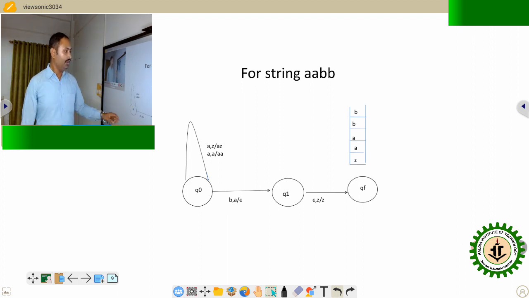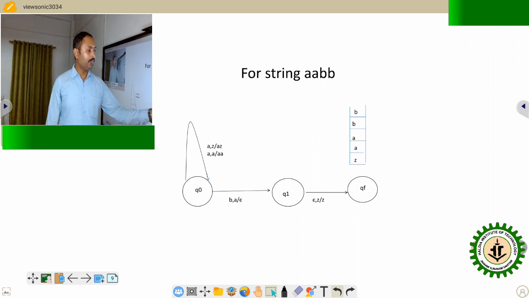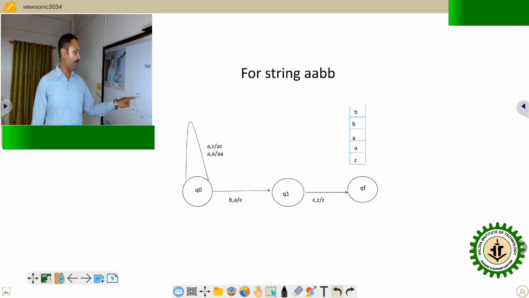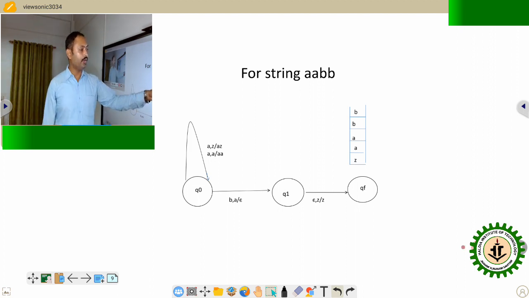Now our input symbol is A and the top of the stack is A. So this transition will happen: A, A, it becomes AA. Now what will happen? We are going to add B over A. So if we add B over A, then we have to delete the corresponding B for this A.